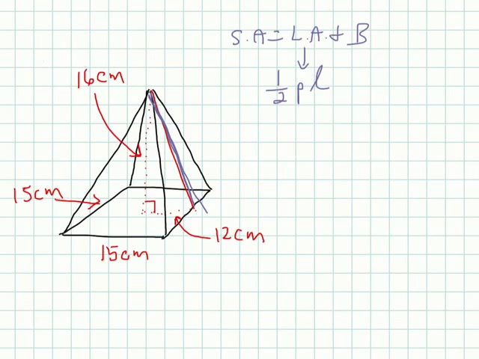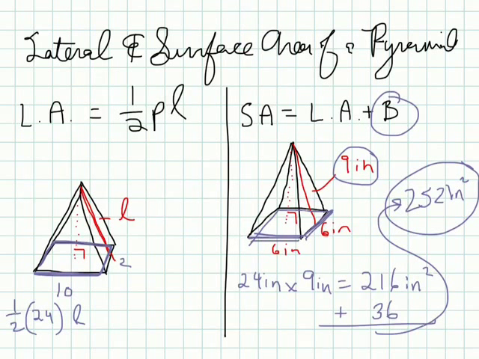Oh, you know what? That makes me think, actually. Yeah, I definitely messed up on the last one. I forgot to take half. So it would actually be half. I'll just go back. It would be half this. So this would actually be 12 times 9. So this should actually be 108, which means we're really looking at 144 inches squared. Sorry about that.